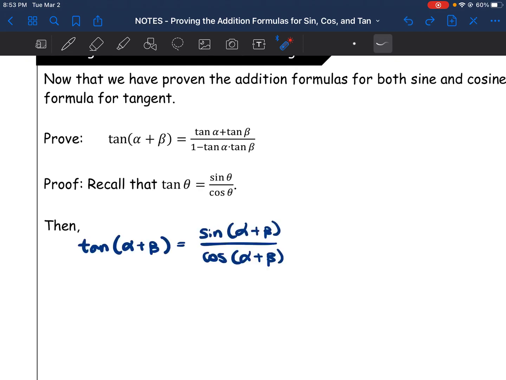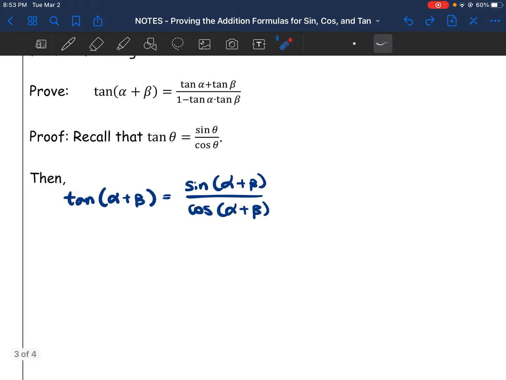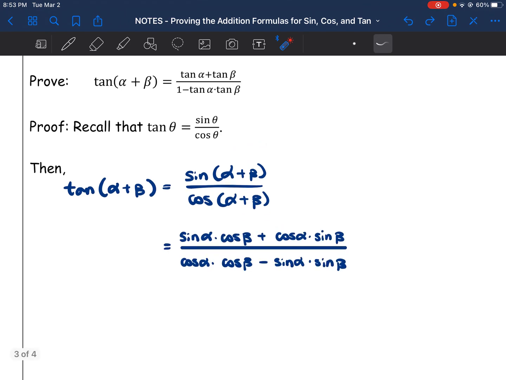So that means that the tangent of alpha plus beta, since tangent is sine over cosine, becomes sine of alpha plus beta divided by cosine of alpha plus beta. Well, we just did two nice proofs for both of these. So we saw that the sine of alpha plus beta is sine alpha cosine beta plus cosine alpha sine beta. And we saw that the cosine of alpha plus beta is cosine alpha cosine beta minus sine alpha sine beta. So this is the direct result of the two things that we just proved.